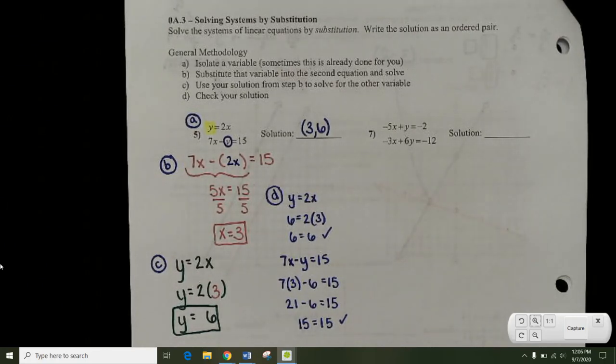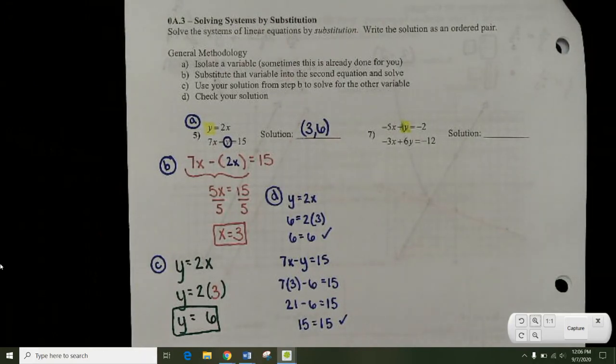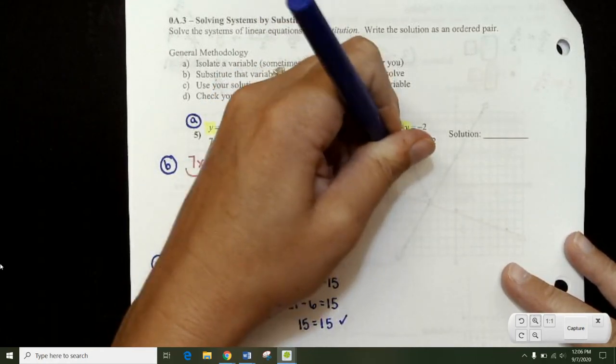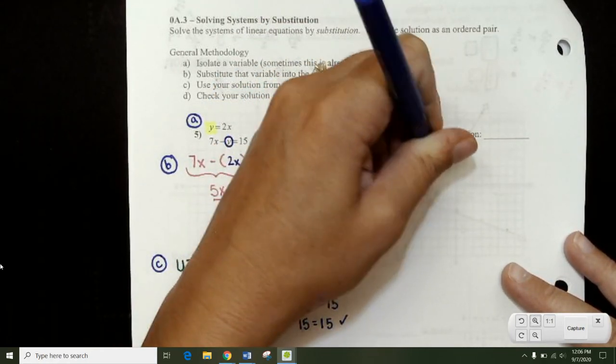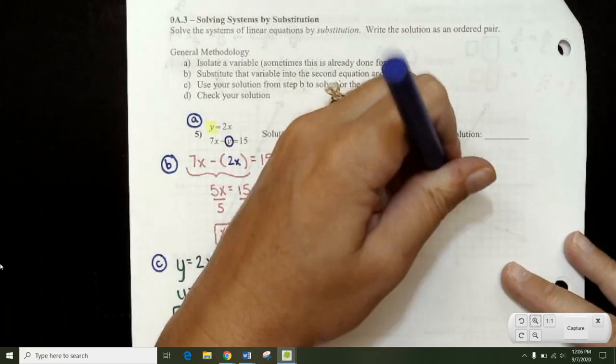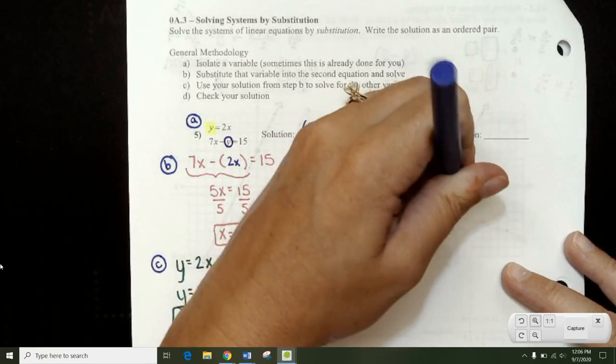And all you need to do is move the other variable to the other side. So I noticed that this y is looking pretty lonely there. All I have to do to get that y alone is add 5x to both sides. So I'm starting with negative 5x plus y equals negative 2. If I add 5x to both sides, then I get y equals 5x minus 2.